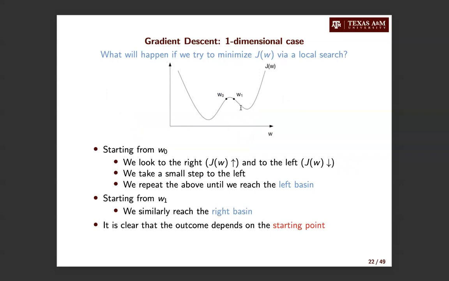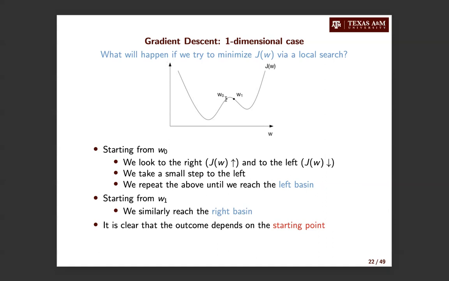This is another example in which we have a more complex function, and we have again a one-dimensional example. Our input is again the vector W, but J of W, we can see here, has two local optima, one global and one local. So let's say that we start from this place W0, and we would like to find where to go next, whether to go to the right side of W0 or the left side of W0, in order to get the minimum of function J of W.